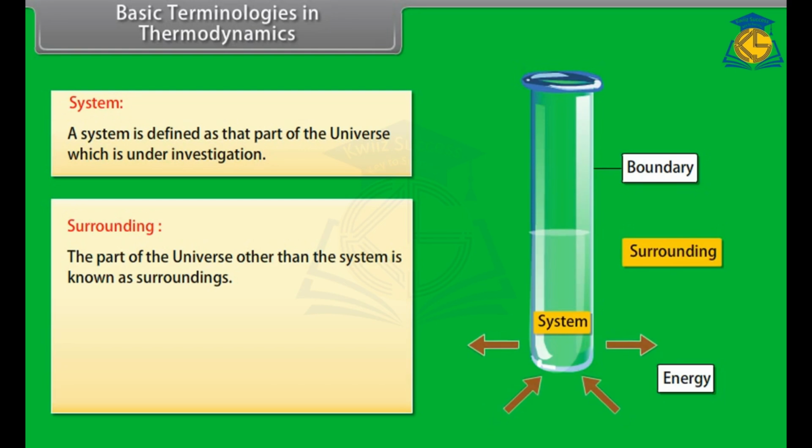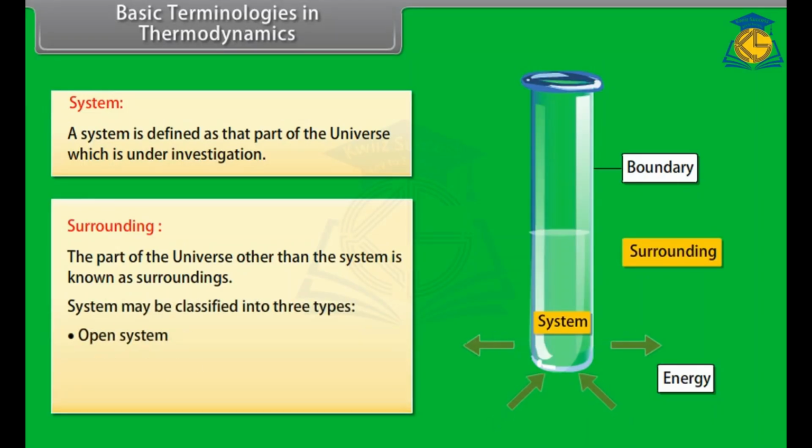For example, if a reaction mixture is taken in a test tube, the reaction mixture constitutes the system. The walls of the test tube constitute the boundary, and everything else is the surroundings. System may be classified into 3 types. Open system, closed system, isolated system.